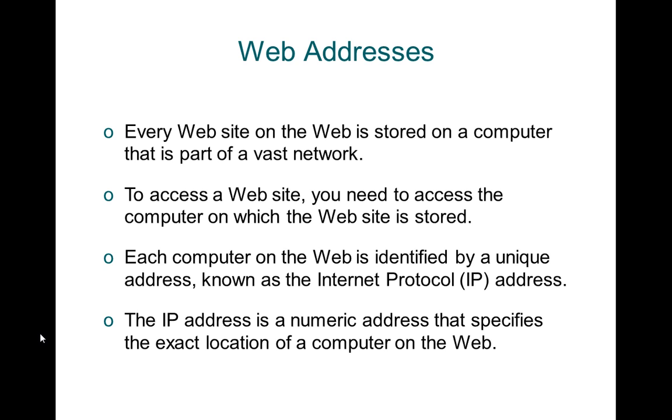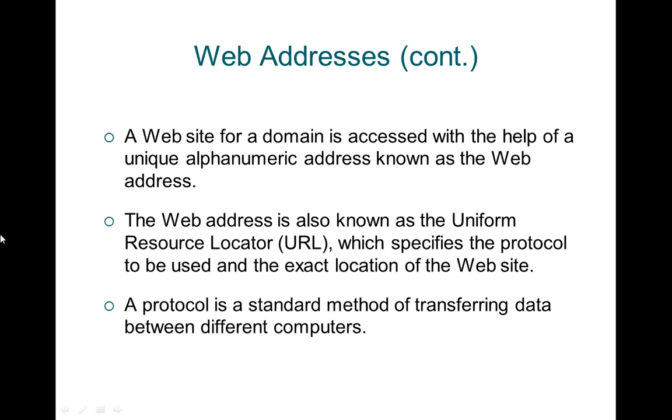Suppose there are 5 computers attached in the network. If I am referring to computer A, there is a unique address for computer A. If I want to refer to computer C, there is a unique address for computer C. So there are multiple computers on the network, and they are identified by the IP address, which is a unique address for every computer. IP address full form is Internet Protocol address.